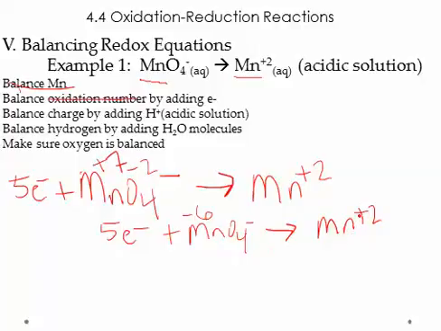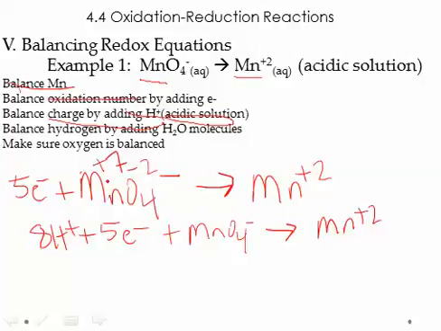So we need to balance this by adding, because this is an acidic solution, hydrogen ions. Hydrogens are positive, so we're going to take this side from -6 to +2. That's going to take 8 hydrogen ions. Alright, so let me get my pen back. So I balance the charge by adding hydrogen ions.